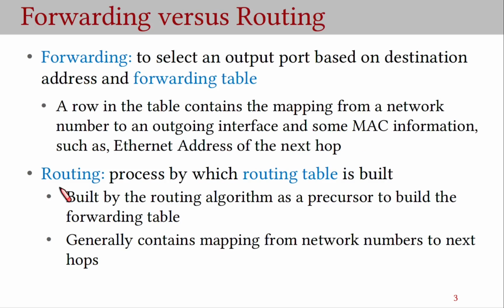However, routing is a process by which we build the routing table, and this routing table forms the basis for constructing the forwarding table. And so the process of building a routing table requires the use of some routing algorithm. And we are going to learn two such routing algorithms. And a routing table entry would contain a mapping from network number to next hop.